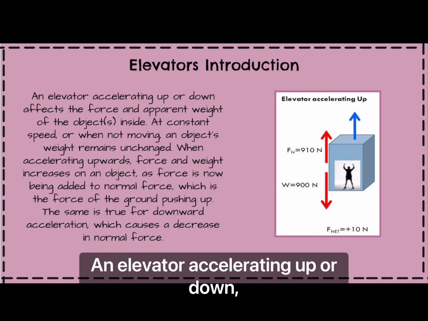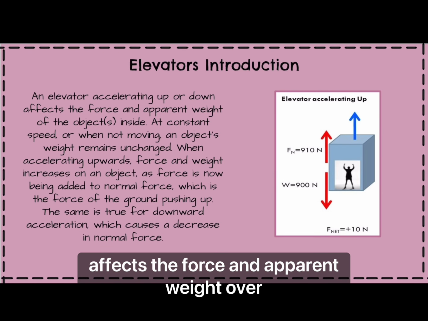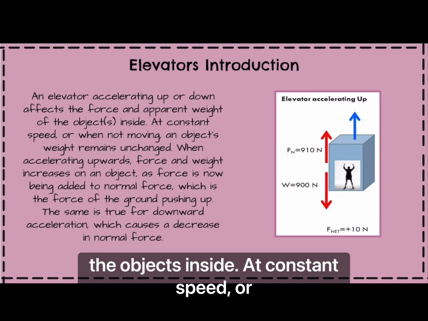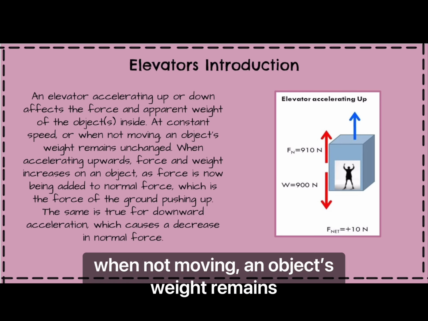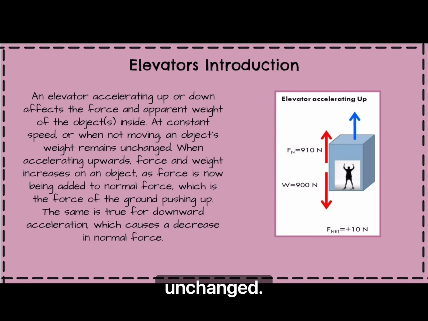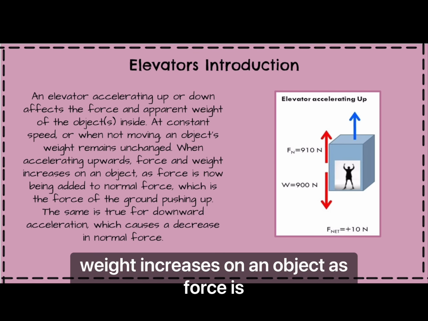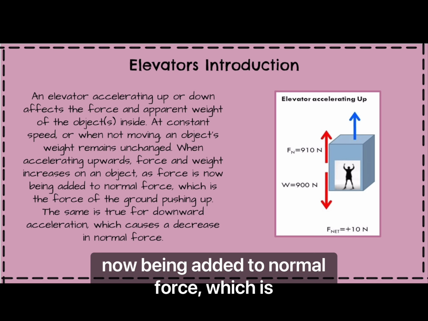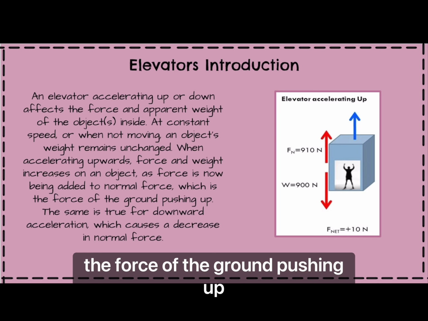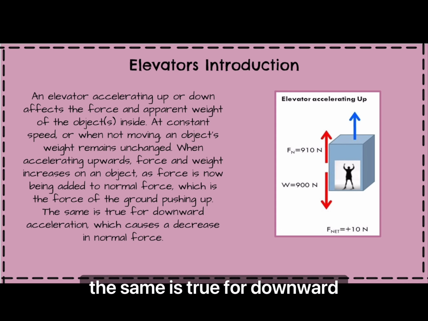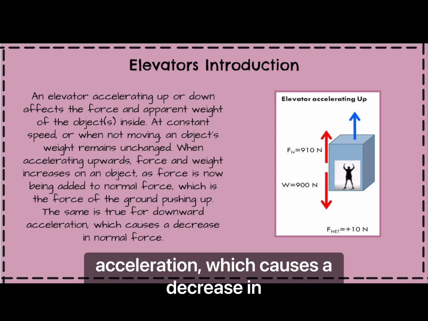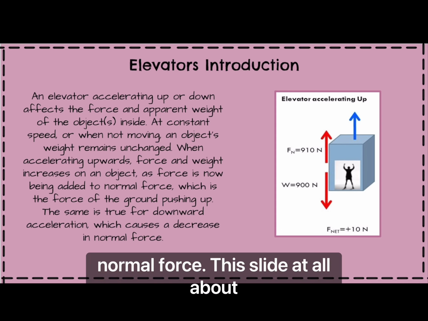An elevator accelerating up or down affects the force and apparent weight of the objects inside. At constant speed, or when not moving, an object's weight remains unchanged. When accelerating upwards, force and weight increases on an object, as force is now being added to normal force, which is the force of the ground pushing up. The same is true for downward acceleration, which causes a decrease in normal force.